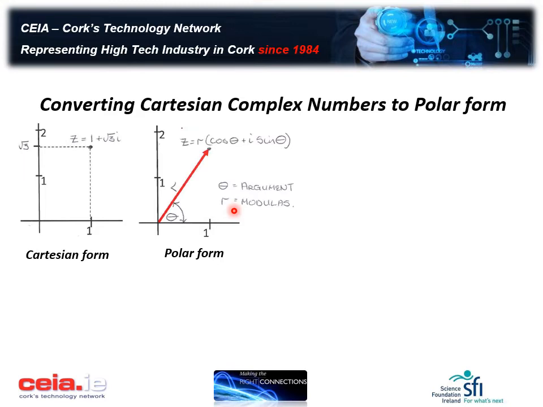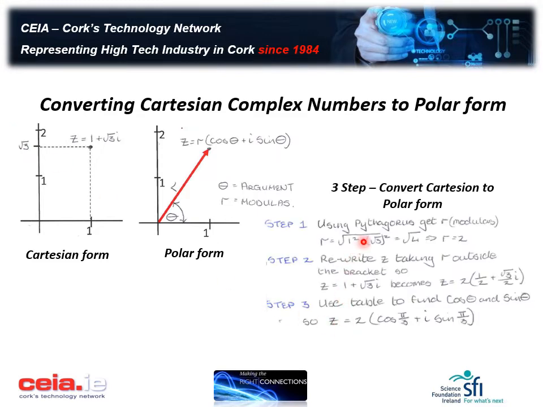So what we want to be able to do today is take this complex number in the Cartesian form and convert it to a form that looks like this: z is equal to the modulus, times cosine of the argument plus i sine the argument, close brackets. So the conversion process is a three-step process. We're going to go through it now.